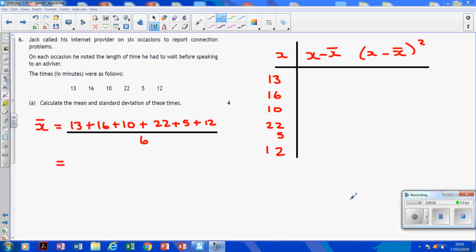Jack called his internet provider on 6 occasions to report connection problems. On each occasion he noted the length of time he had to wait before speaking to an advisor. The times in minutes were as follows, and we've got to calculate the mean and the standard deviation.